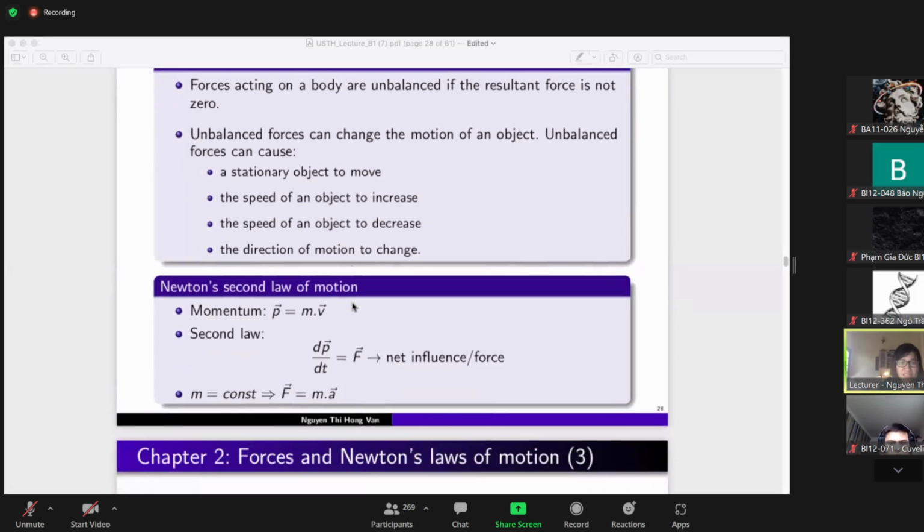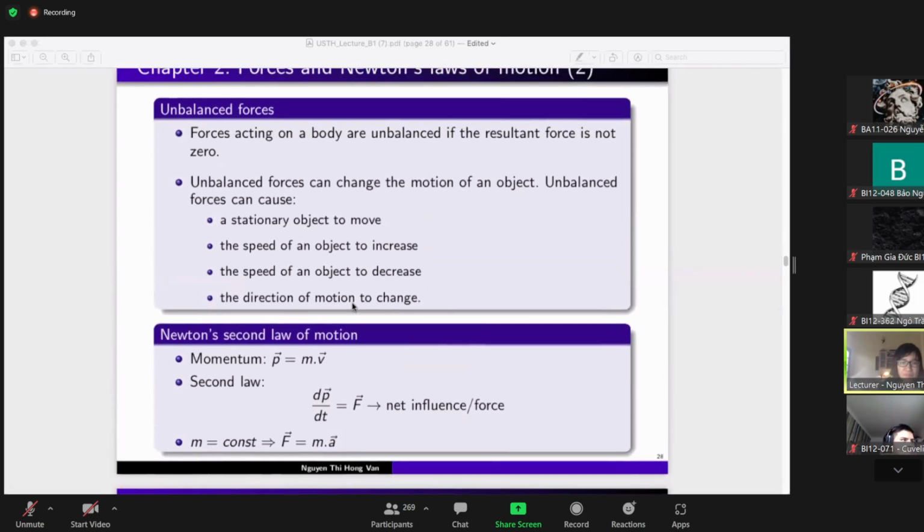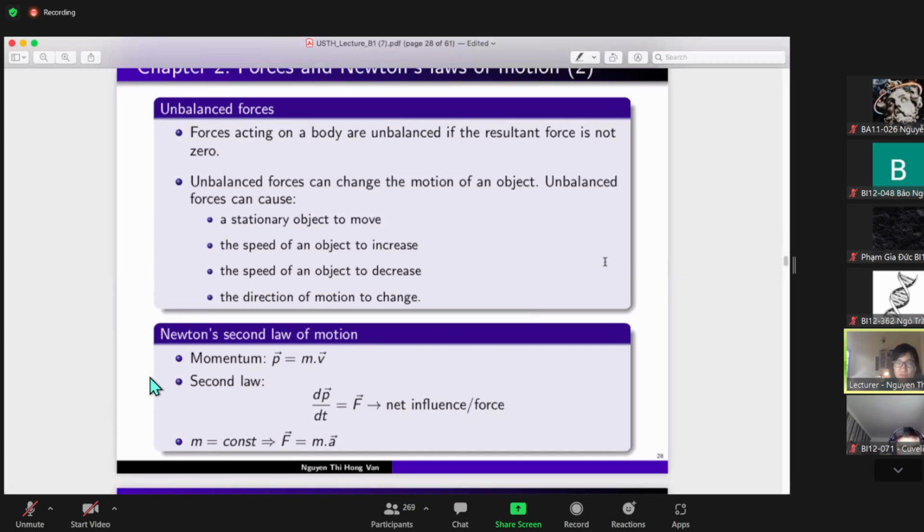So in that case, we move to Newton's second law of motion. To go to the second law of Newton, we define the momentum of particles. So a particle is moving.